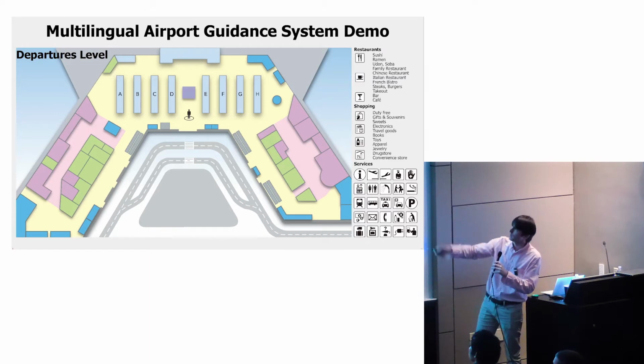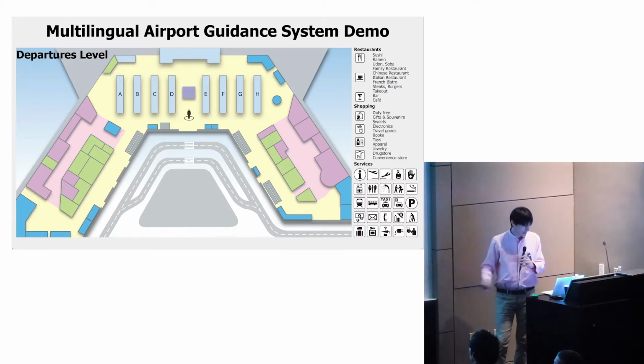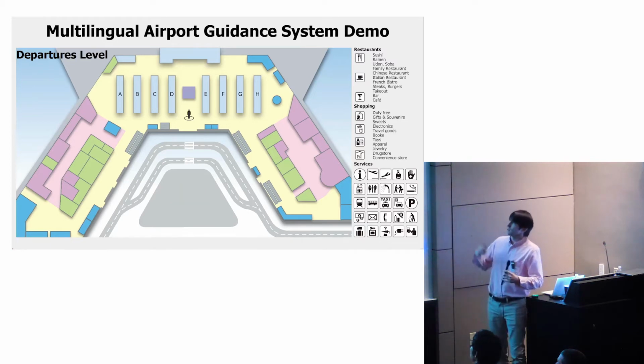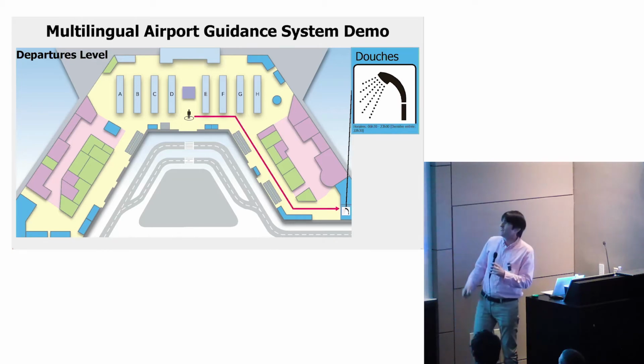So you're in the center of a terminal at the departures level, and I'm going to ask for something, let's say, in French. So I press the button, and I say, j'aimerais prendre une douche. I would like to take a shower. And it guides me to the showers, to the douche, in French.